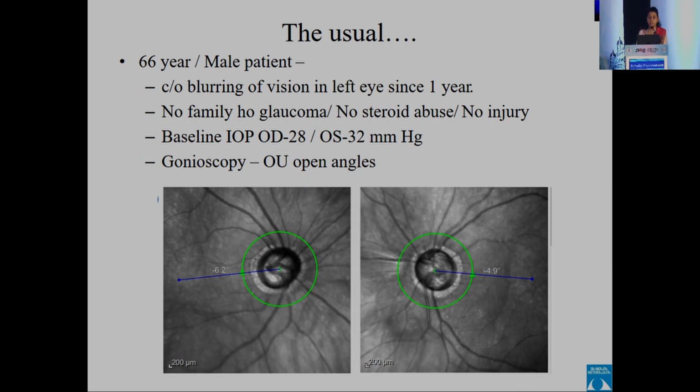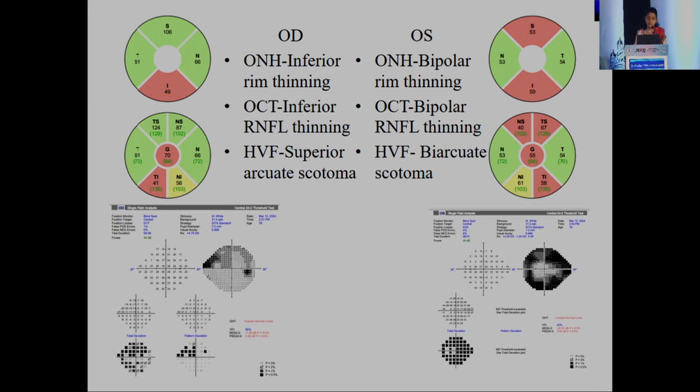So this is a usual picture that we see in our glaucoma OPDs. We have a middle-aged person coming with blurring of some eye, no family history, no significant history. IOPs are on the higher sides, gonioscopy, open angles, borderline. Discs show typical glaucomatous damages. The right eye showing inferior rim thinning, the left eye showing bipolar thinning with excavation. The structural reports also correspond similarly on any structural investigation, here in this case OCT RNFL, and the visual fields correspond to inferior rim thinning showing a superior arcuate in the right eye and bipolar thinning showing a biarcuate scotoma in the left eye.